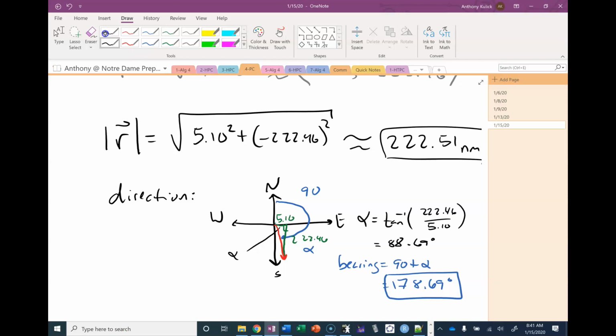Well, I just called it a bearing. So you could call it theta if you want. Alpha is the symbol I use inside of the reference triangle. The big angle that I'm looking for then is theta.